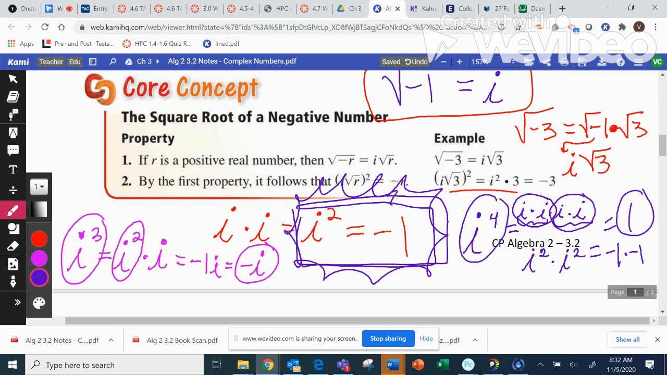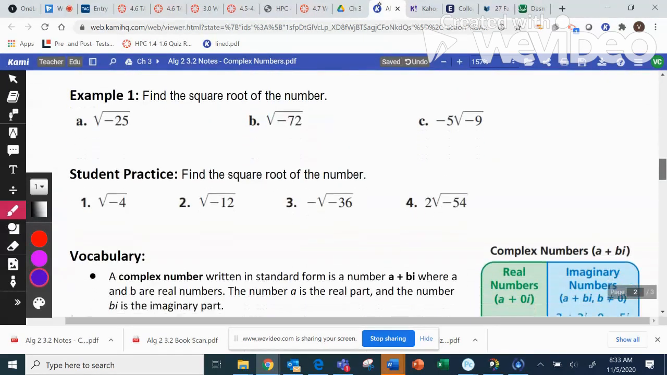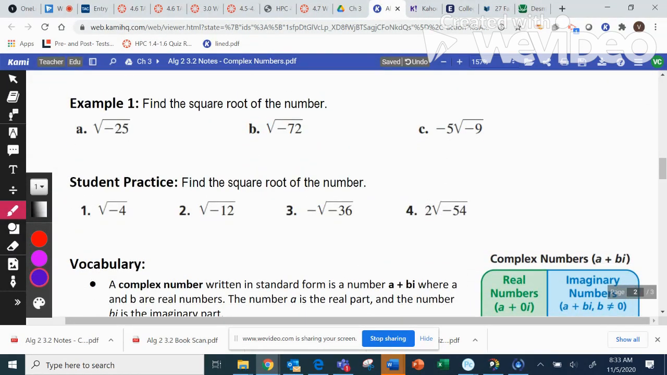I think sometimes there are questions like that on the ACT. So if you're studying for your ACT, anybody taking the ACT soon? Sometimes they'll have questions like i to a certain power on there. So, all right, let's move on. Find the square root of the number. The first one is square root of -25. So you see that negative sign? Factor it out first. Let's do square root of -1 and square root of 25.